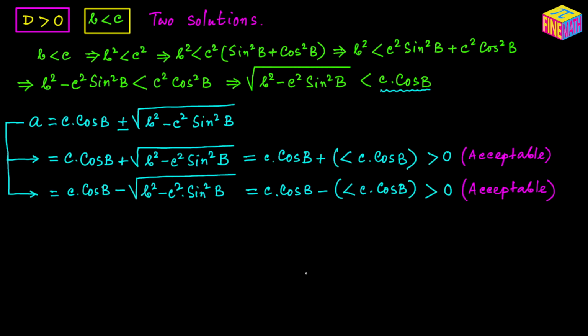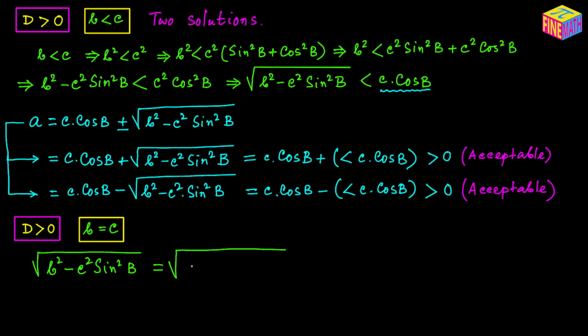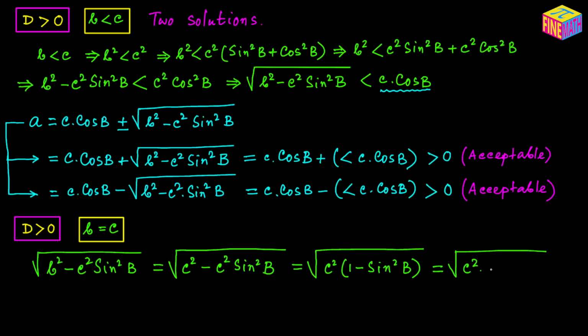Now let's take the second scenario where b is equal to c for discriminant greater than 0, of course. So when b is equal to c, can we write that square root quantity like this? In place of b, I am going to write c. So for b squared, I am going to write c squared minus another c squared times sine squared of b, and this can be written as square root of c squared times 1 minus sine squared of b. And from Pythagorean identity, we know that 1 minus sine squared of b is equal to cosine squared of b. So we can write it as square root of c squared times cosine squared of b, and that is actually equal to c times cosine of b. So for this scenario, the square root quantity turns out to be c times cosine of b.